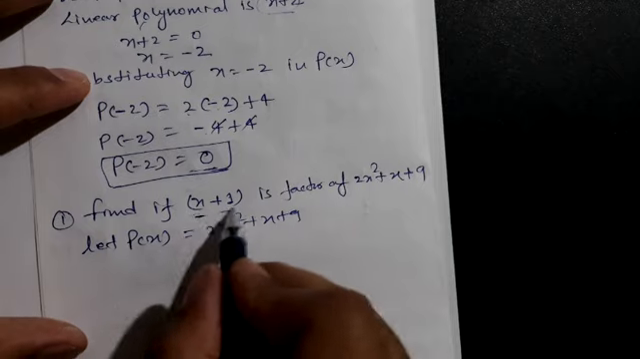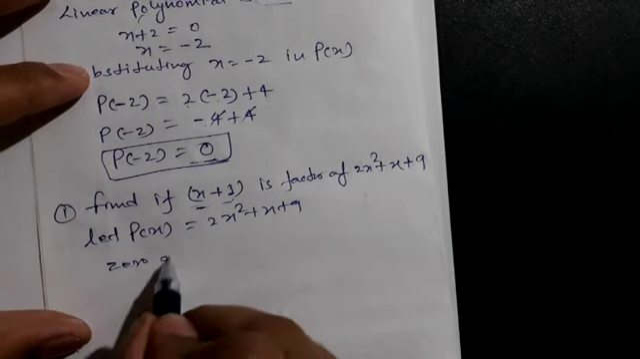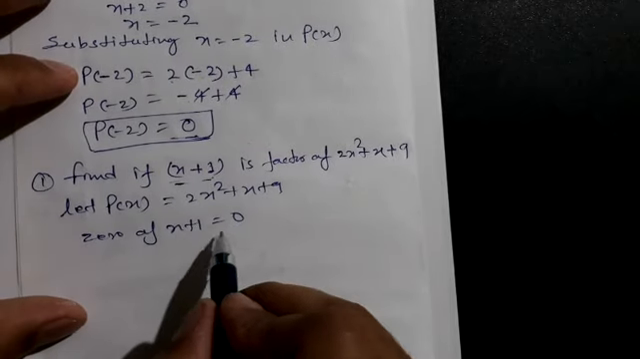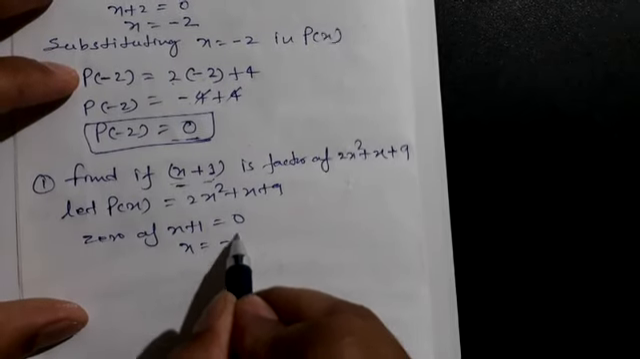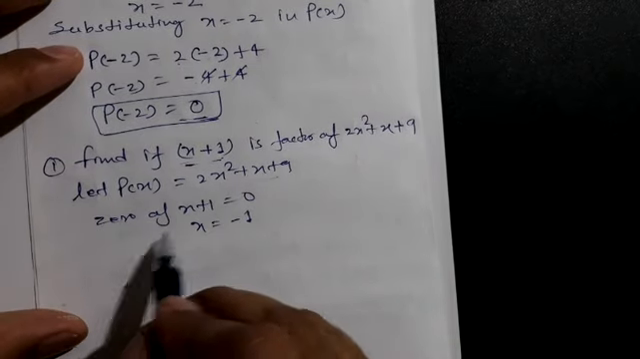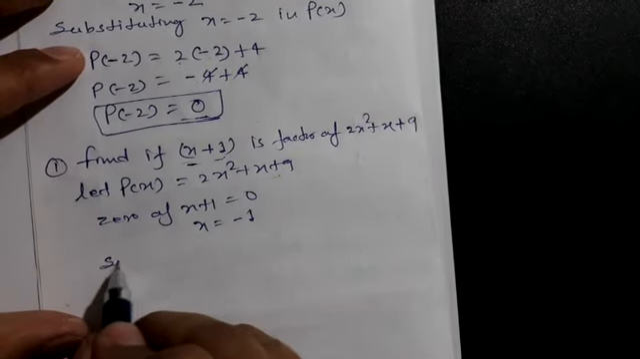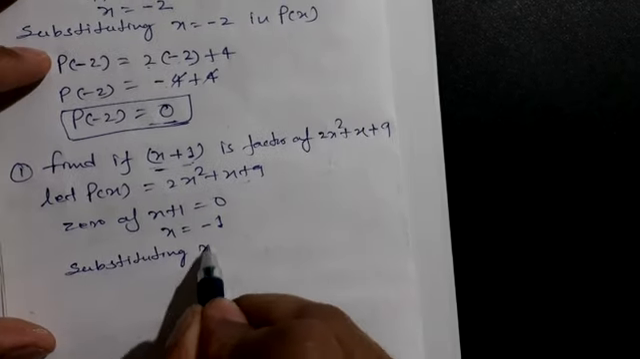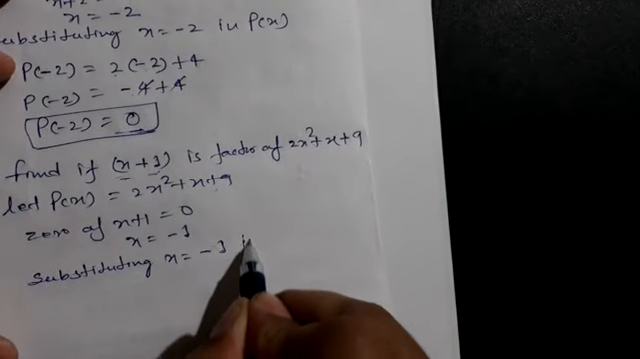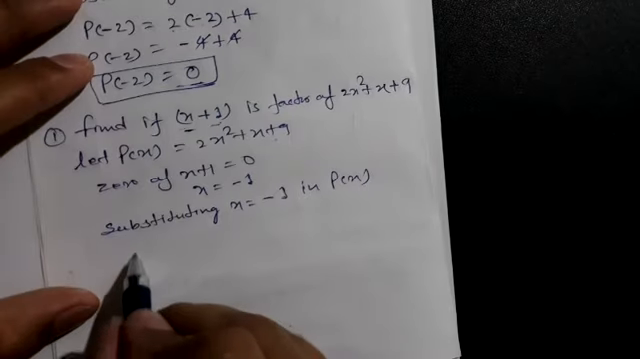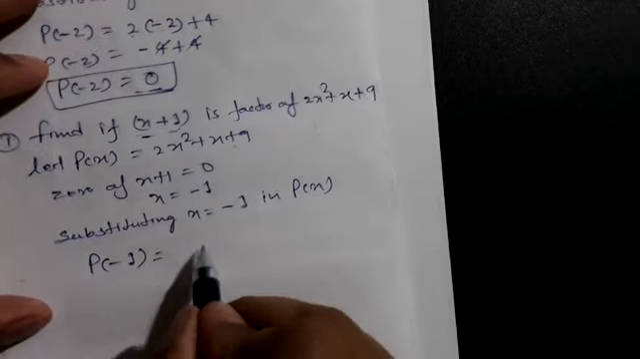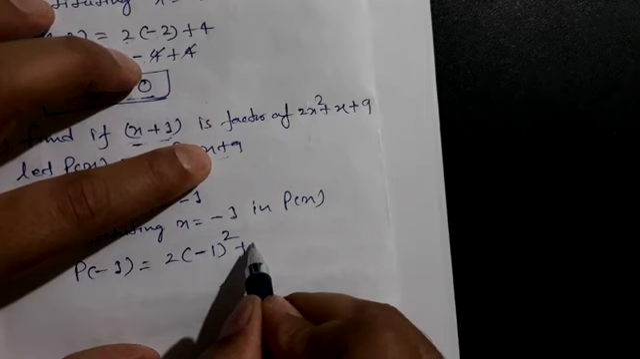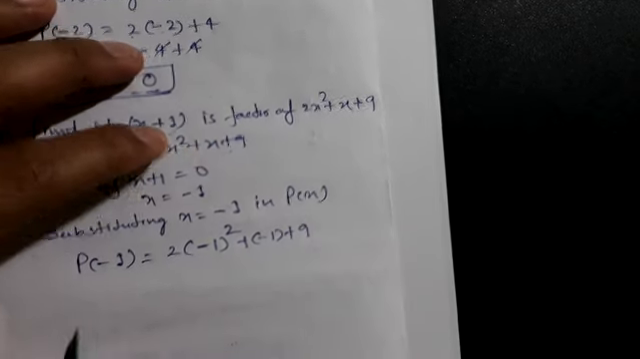We have to find the 0 of this polynomial. So the 0 of x plus 1: we keep x plus 1 equal to 0. From here x is equal to minus 1. And now in this polynomial p of x we are substituting x is equal to minus 1. So p of minus 1 is equal to 2 in place of x, minus 1 whole square, plus in place of x, minus 1, plus 9 will be as it is.